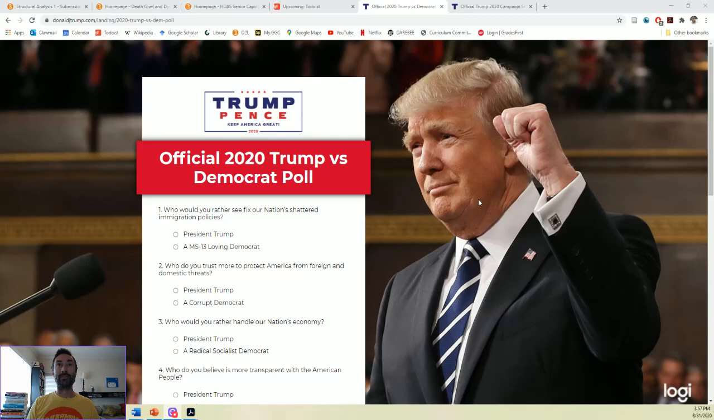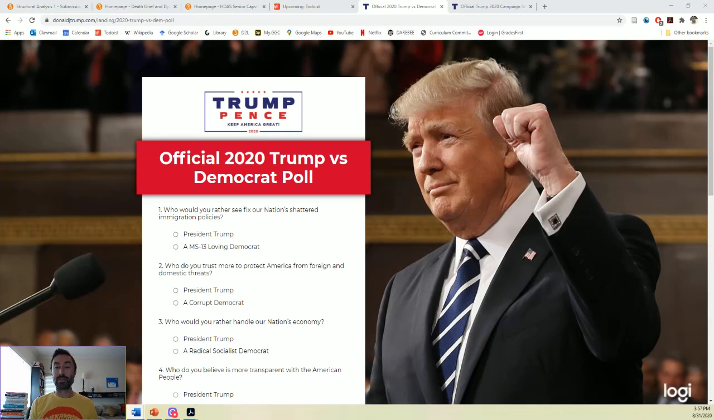Alright, so if you go to his campaign website, you see a poll, the official 2020 Trump versus Democrat poll. So let's break this down. Why is this a bad poll? Check out this poll on his presidential campaign website. The first question here is, who would you rather see fix our nation's shattered immigration policies? Your choices are President Trump or an MS-13 loving Democrat.